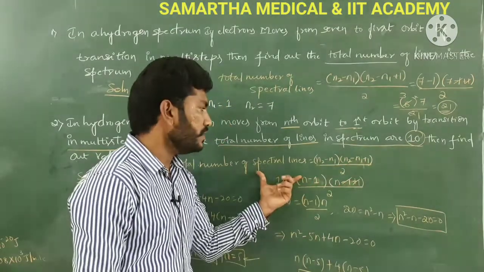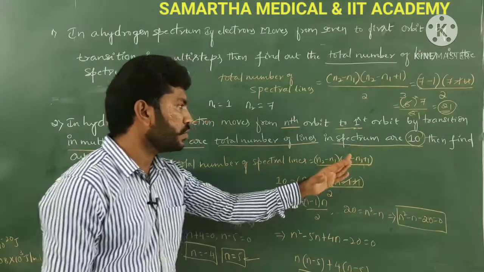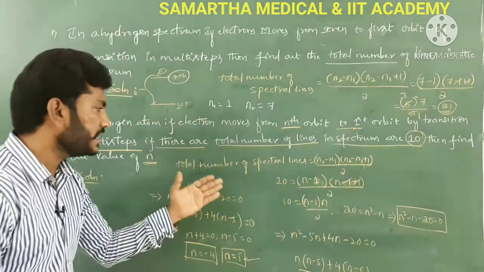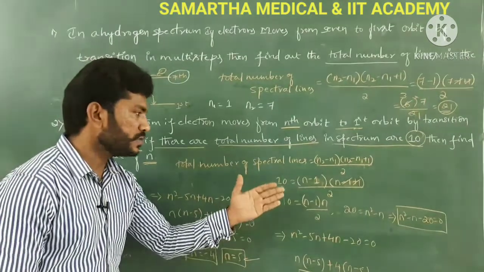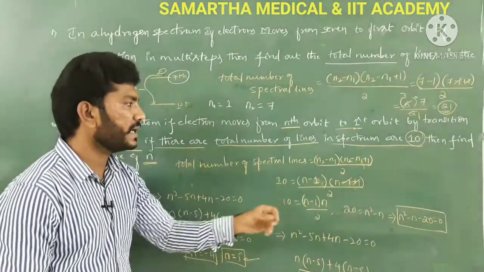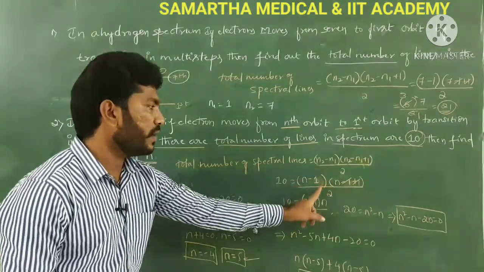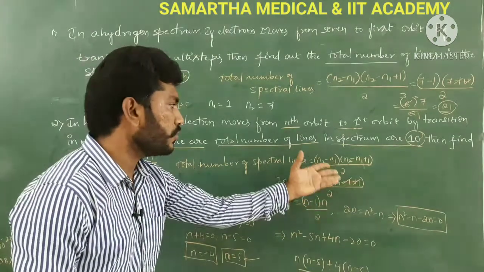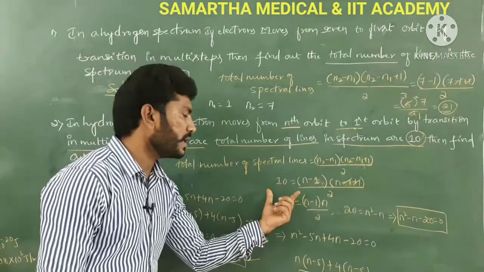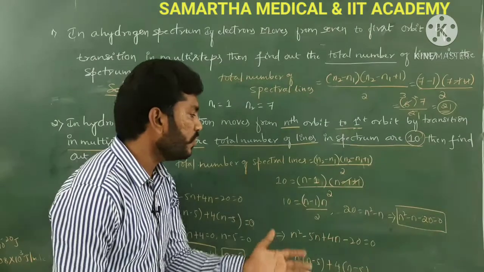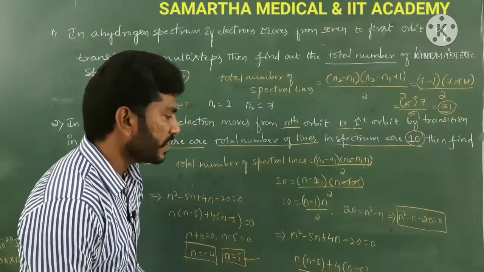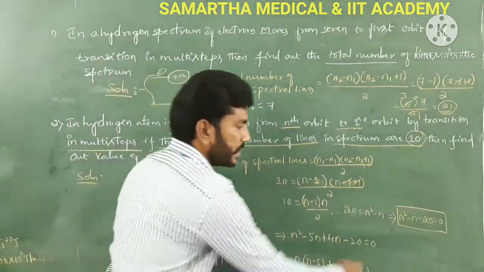In this numerical the given data is the total number of spectral lines, which he has already given, that is 10. To simplify further, we take the n2 value as n and the n1 value as 1, put those values in this equation, and go with further simplification, and ultimately we got this equation, guys.